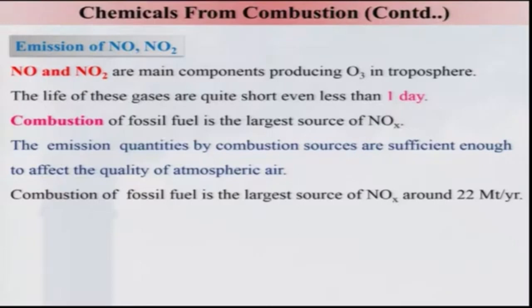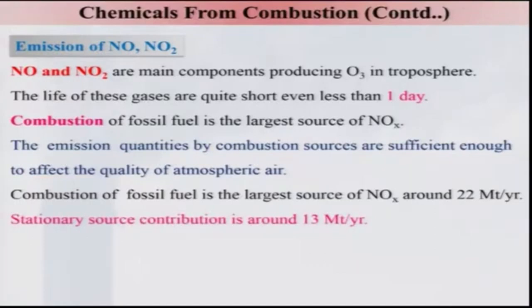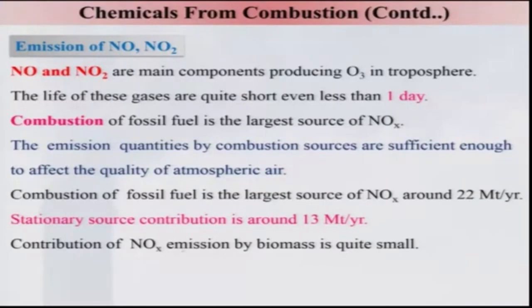Combustion of fossil fuel is the largest source of NOx, around 22 megatons per year, and this number may be a little ballpark number. This might have increased today, and this is a little old number. The stationary source contributor is around 13 megatons per year, and NOx emission by biomass is quite small. That is why people are proposing to use biomass mixed with the coal and other solid fuels, so that they can reduce the NOx emission from the solid fuel combustion system.